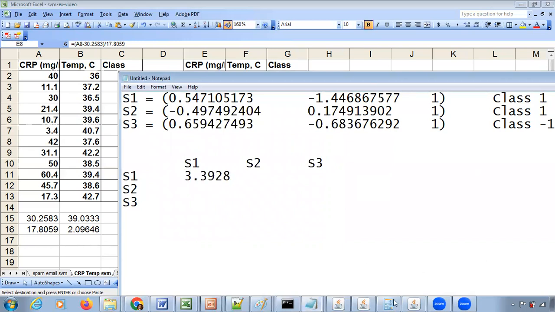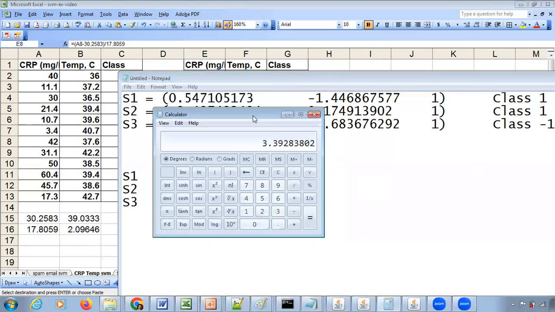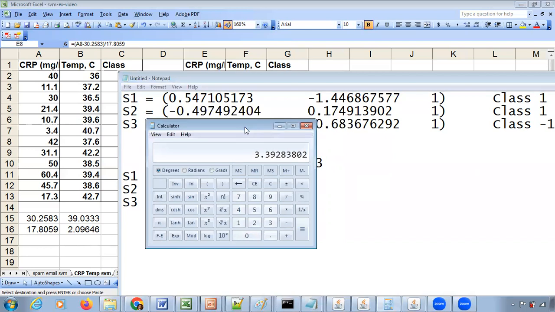Then S1, S2. It's like the product of positive and negative, so we have to be careful. 5471 times 0.4975. We can round to 4 decimal precision. Put a minus sign before that, that's the value. Again, this is a negative and positive, so we can say minus 1.4469 times 0.1749, then 1 times 1 plus 1, so 0.4748.